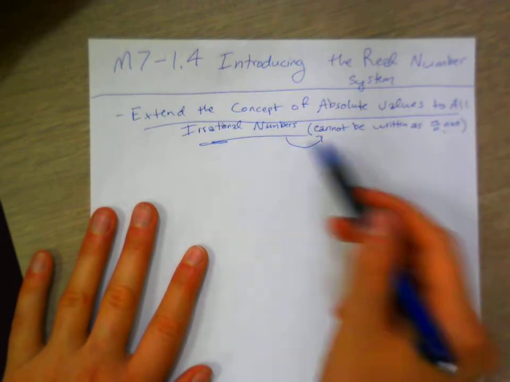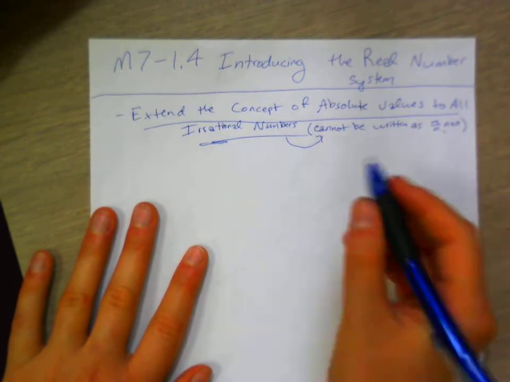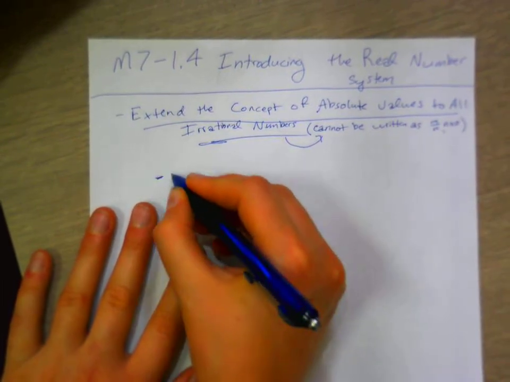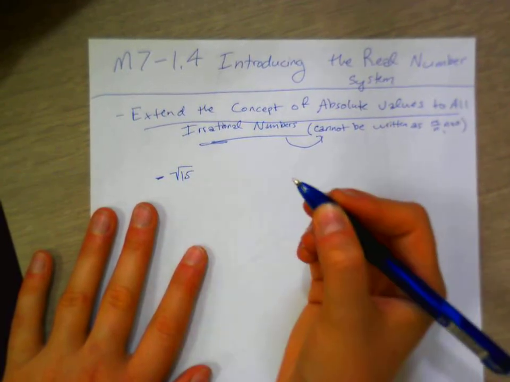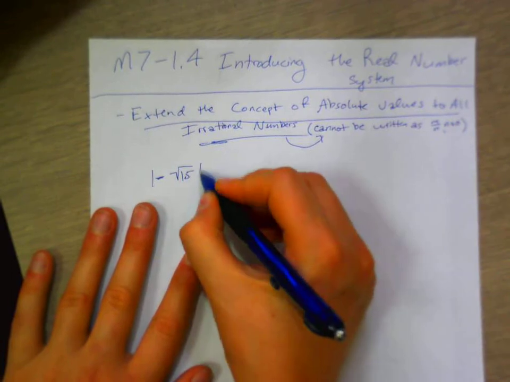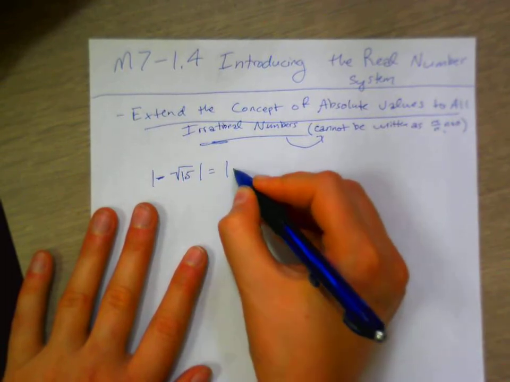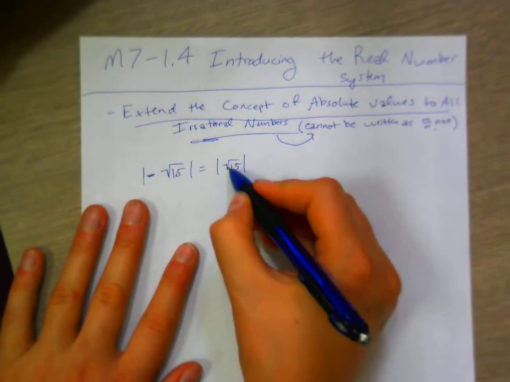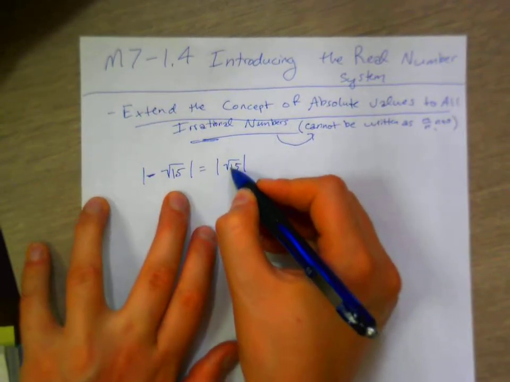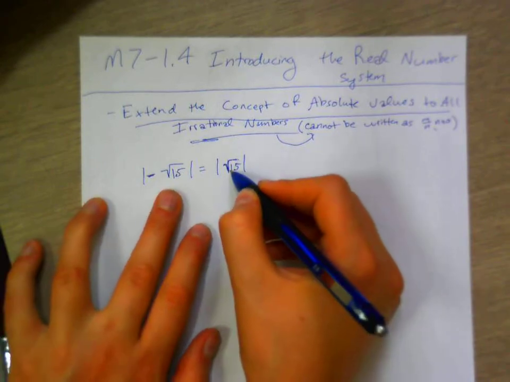We've learned a lot with rational numbers. Here, take an irrational number, for example, negative square root of 15. Let's find the absolute value of that, and it would equal the absolute value of just the square root of 15, not with the negative. Remember, the negative cannot go inside or it will be imaginary. We're just doing irrational, so it is on the outside here.